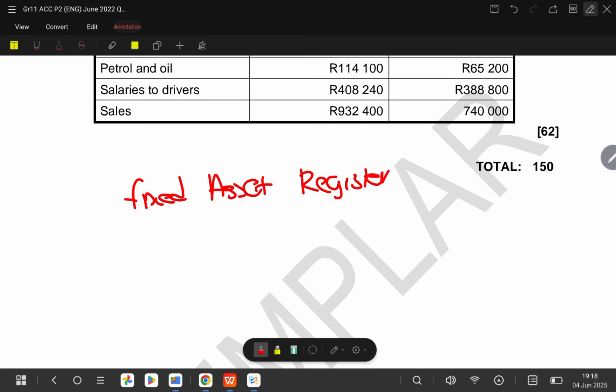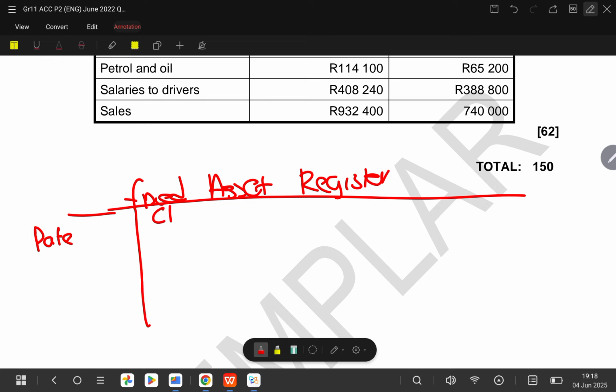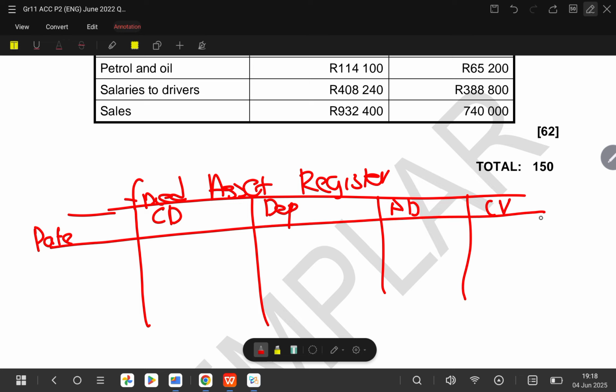Right now, if you look at our fixed asset register, we normally have our cost price. In this case, okay, let me do it like this. So in this case, you'd have your date, and then you'll have your cost price, and then you have your depreciation, and then you would have your accumulated depreciation, and then you would have your carrying value. Remember, I'm doing workings here, so I don't have to write everything in full because they are not going to mark this asset register. So I'm just helping myself.